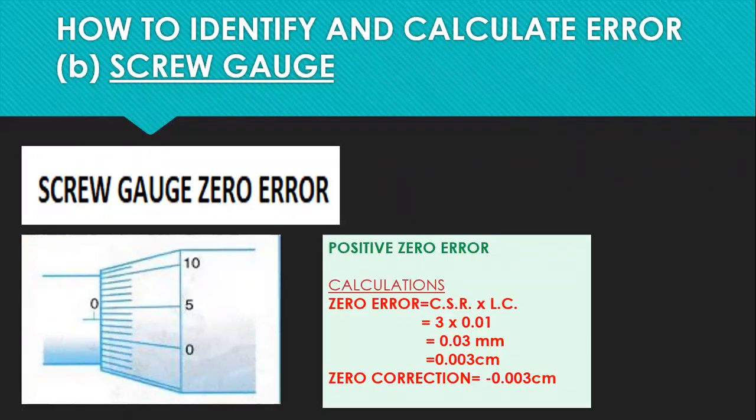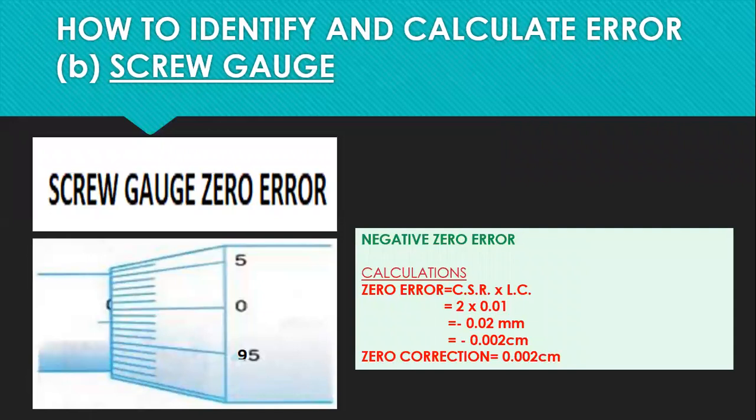You can convert millimeter into centimeter by dividing the value by 10. Answer is going to be 0.003 centimeter. This is a positive error. You don't need to add a positive sign. If you want to, you can. But the correction is going to be negative, minus 0.003 centimeter. And you will apply this correction after taking the final reading.